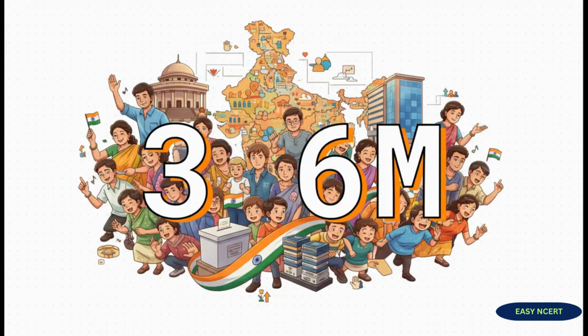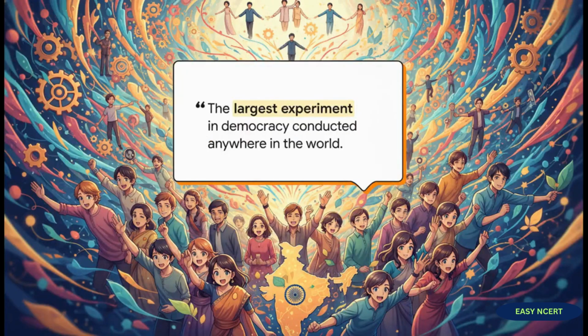And the result of that 1992 change? It's just mind-boggling. Right now, there are about 3.6 million elected representatives in local governments all across India. To put that in perspective, that number is bigger than the entire population of many countries. Because of that incredible scale, this system of local government in India has been called the largest experiment in democracy anywhere in the world. It's a huge step in bringing more voices, especially women's voices, into the political process.